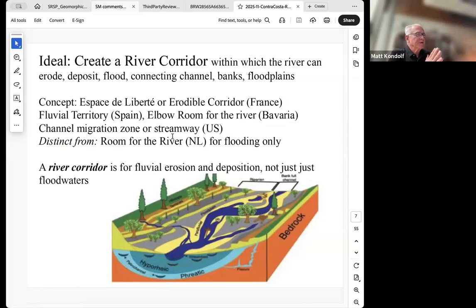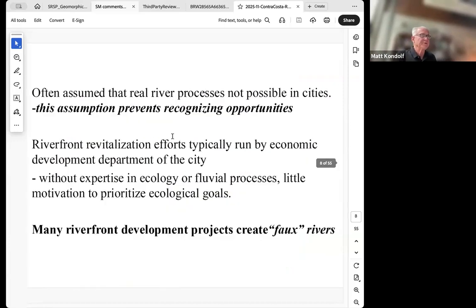And I want to emphasize this is different from what was often called room for the river in Netherlands, because that's basically just for floodwaters, some place to park the floodwaters. They're at the downstream end of the Rhine River Basin, and they are inundated with water. They need places where they can shunt the water off to until things calm down and they can drain it back off again. They're not necessarily trying to get fluvial erosion and deposition. That's not their aim. They're not trying to create a dynamic river per se.